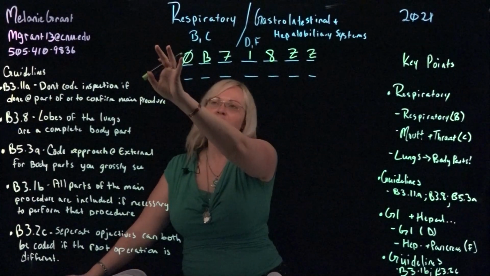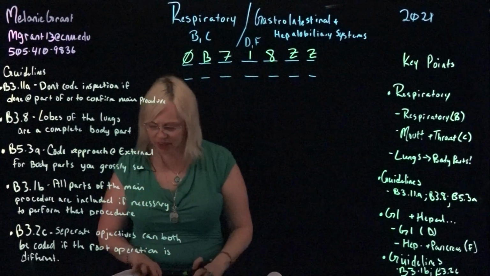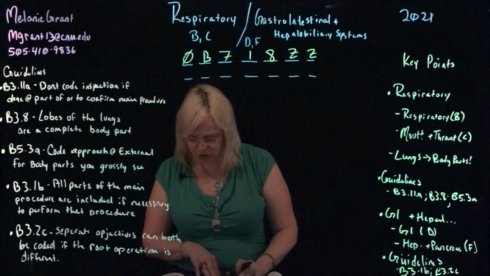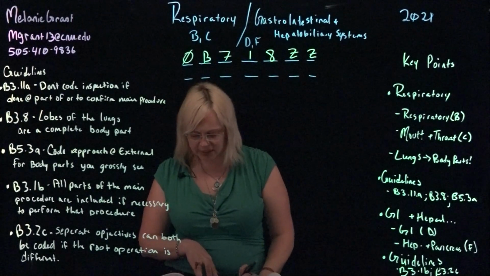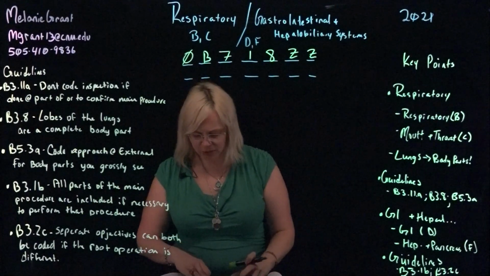So I come down to my code as 0B718ZZ. I'll come now back to my book and see if this is accurate. When I look at the coding characters, the rationale says 0B718ZZ. So I know that my code is correct.